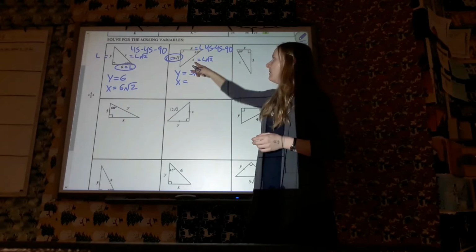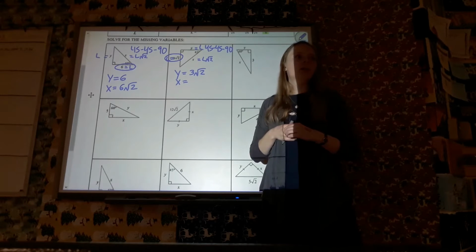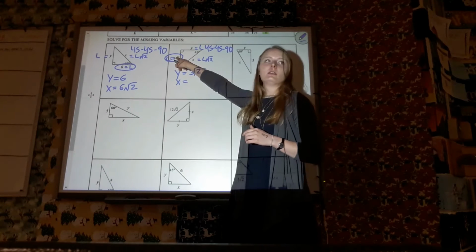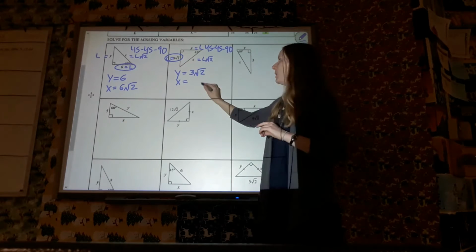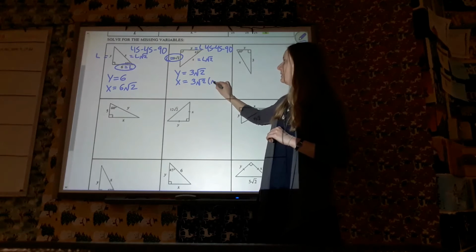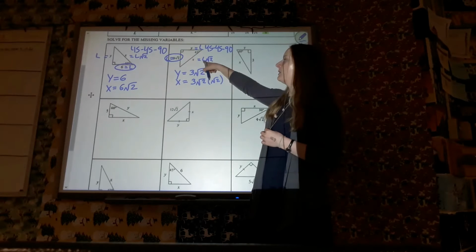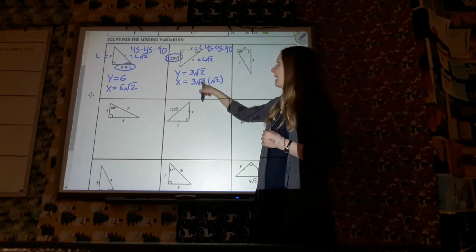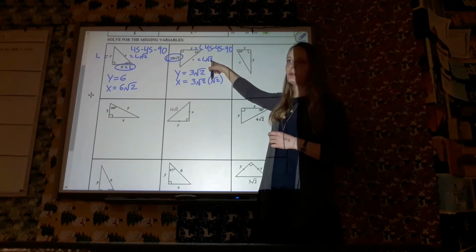Now, how do I find X? Do I know what L is? Yes, I do. So now I would plug that in. Now this is going to be a little bit different. When I plug it in, it's going to look like this: 3 square root of 2 times the square root of 2, because I'm plugging L in right here. So when you plug L in, you're going to have 3 square root of 2 and then the other square root of 2, which is still part of the rule.